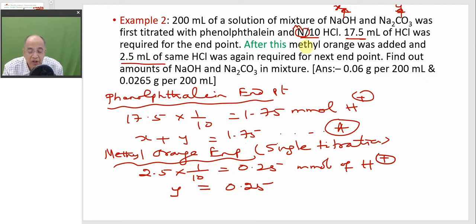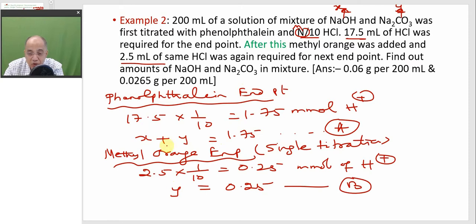Because whatever H plus was required for the first half neutralization is equal to the number of moles of sodium carbonate. The same moles will be required for the second half. That means the number of moles of sodium bicarbonate is the same as the number of moles of H plus ion consumed. So the moles of sodium carbonate, which now equals the moles of sodium bicarbonate, will be equal to the moles of H plus ion consumed. So this is equation B.